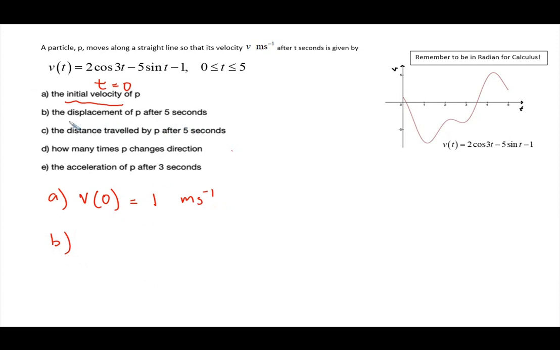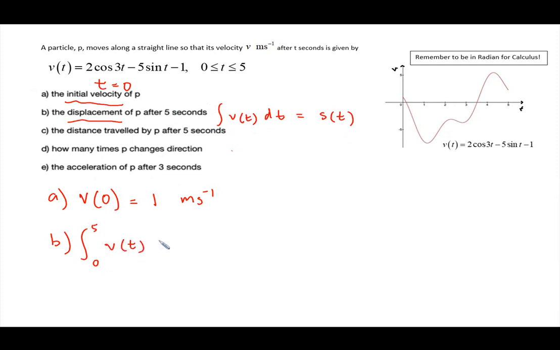Part B, the displacement of P after 5 seconds. Now we know for displacement, we have to integrate velocity. So you integrate velocity, and this is going to equal displacement after 5 seconds. Basically, the idea is we're integrating the velocity function from 0 to 5.